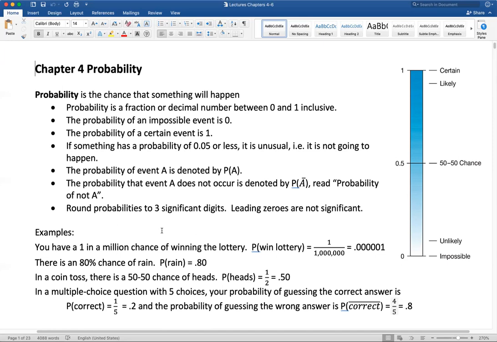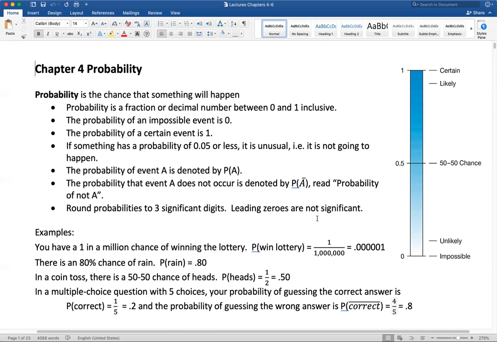From that example, we use classical probability. I'm going to talk about this one later. The probability that event A does not occur is denoted by P of A bar, the probability of not A. Round probabilities to 3 significant digits. Leading zeros are not significant.